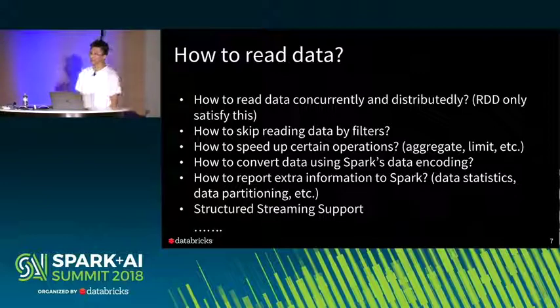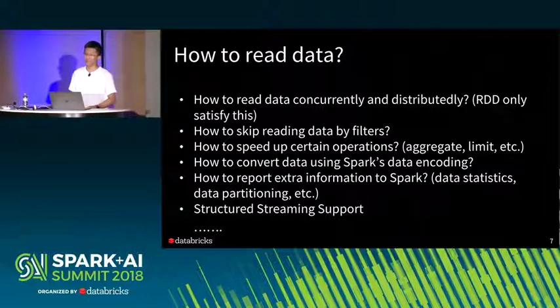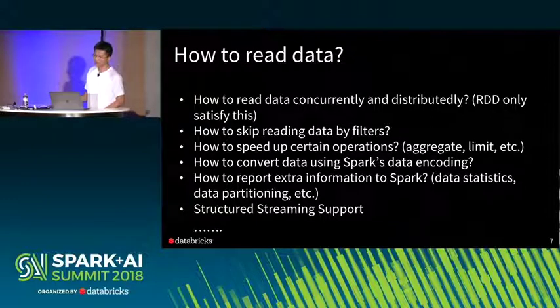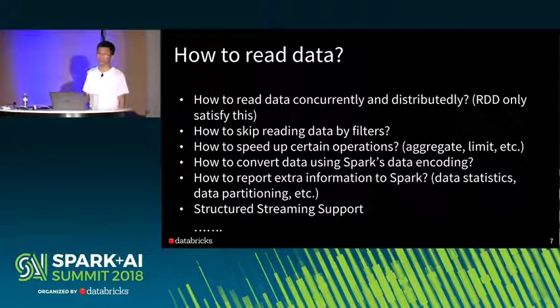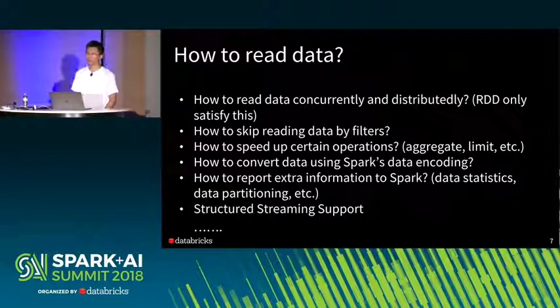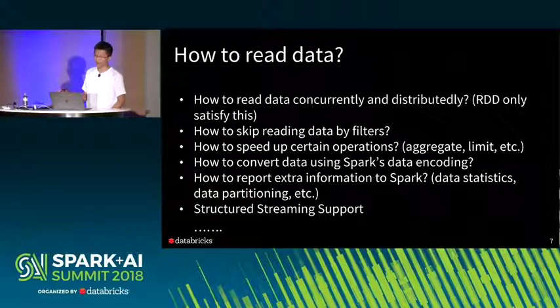Then, because Spark SQL has a query to represent the pipeline of data, we also think about how to skip reading data if we have some filters in the query. We also think about how to speed up certain operations like aggregate and limit, if the data source can support them natively. Also, because Spark SQL defines its own data encoding, which is not a Java object, the data source has to define how to convert Spark data to its own data format. We also want the data source to report extra information, like data stats and partitioning, to help Spark make better decisions when planning the query.